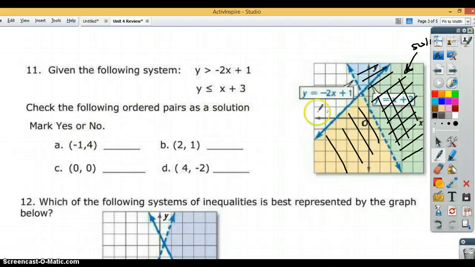Alright, so negative 1, 4. Is that in this area? No. So 0, 0. Is that in this area? No. 2, 1. Yes. It's got to fall in that double shaded region. So then 1, 2. That one's a yes as well.